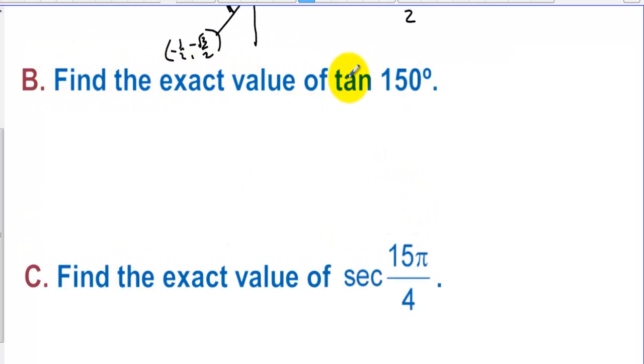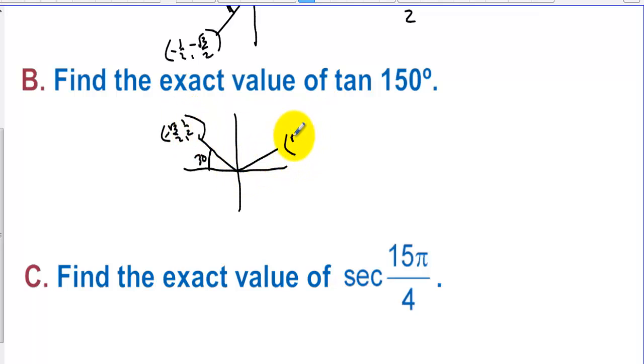Find the exact value of tangent of 150 degrees. So here's 150 degrees right there. So this is 30 degrees, and we have -√3/2, 1/2, because its reference angle is 30, which is √3/2, 1/2.